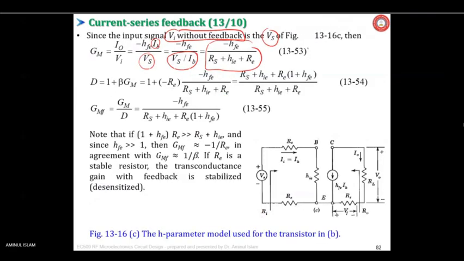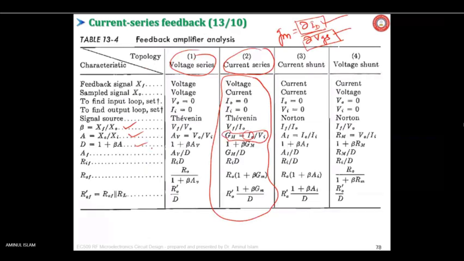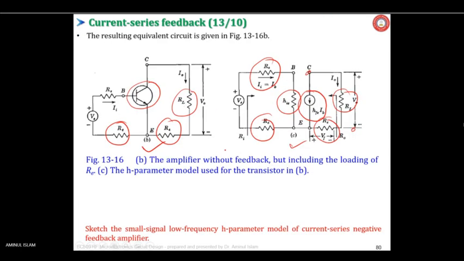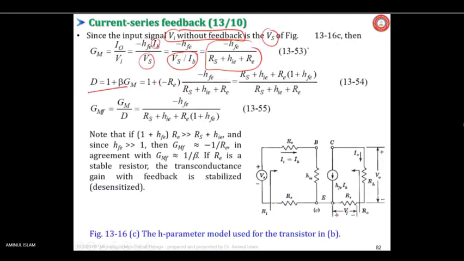Now going further, D is defined as D equals to 1 plus beta GM in case of C. For current series, D equals 1 plus beta GM, and AF is defined as GM by D. RIF is defined as RI times D. Anyway, going further here, we write D equals to 1 plus beta GM, which can be obtained by putting the value of GM obtained here. If you write the GM from here, you get this.